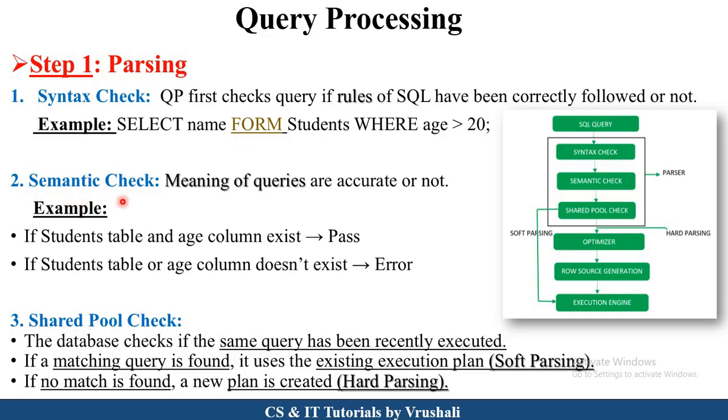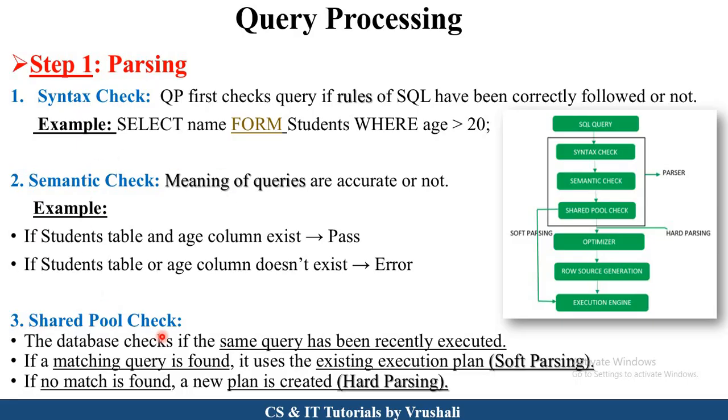Next one is the semantic check. Semantic means the meaning of the query. For example, suppose your query is the same, select name from student where age greater than 20, and suppose the age column doesn't exist in your table. At that time, the meaning of that query is wrong, right? So in this way, semantic checking checks whether the meaning of the query is accurate or not.